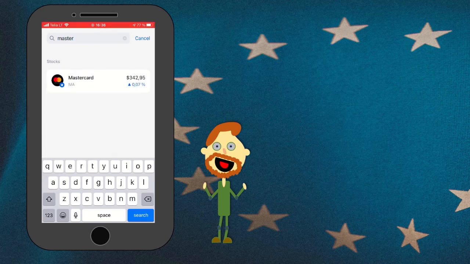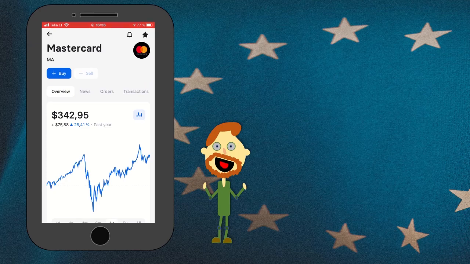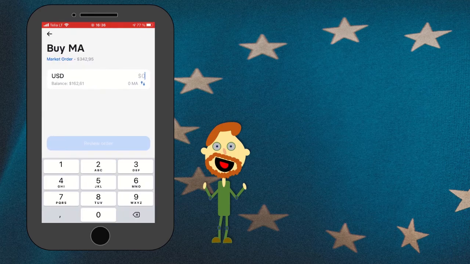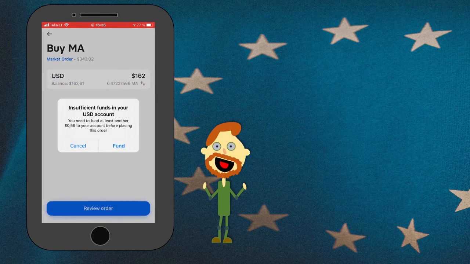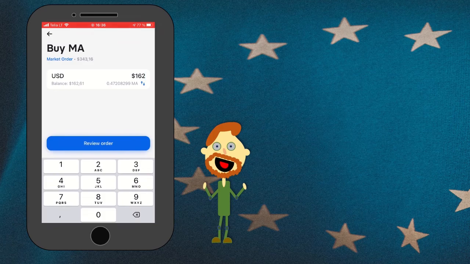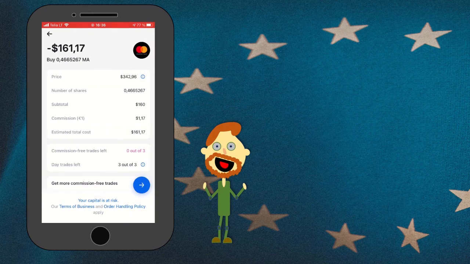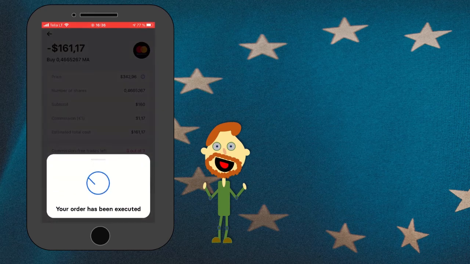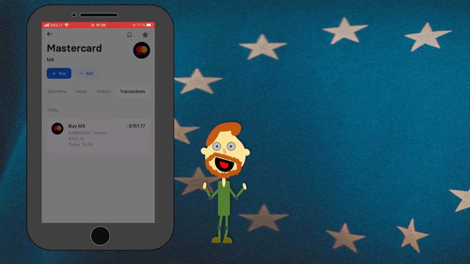And the last stock I am buying this month is Mastercard, and my idea was to use all that is left from the first 4 stocks, which is around $160. As you can see, I need to keep a few dollars in my account just to cover the fees for the transaction, as I used my 3 commission-free trades. So in this case I executed only for $160.